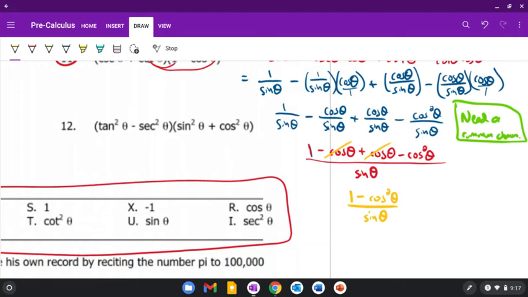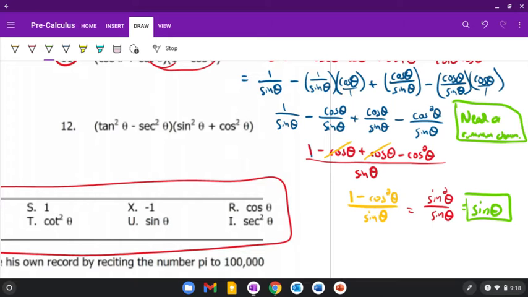And hopefully that 1 minus cosine squared theta looks familiar. That's the same thing as sine squared from our other trig identity. So this is sine squared theta over sine of theta. Now this is good because a sine over a sine would cancel, in the same way that if we had an x squared over an x, the x would just cancel and it leaves us with just a sine theta.